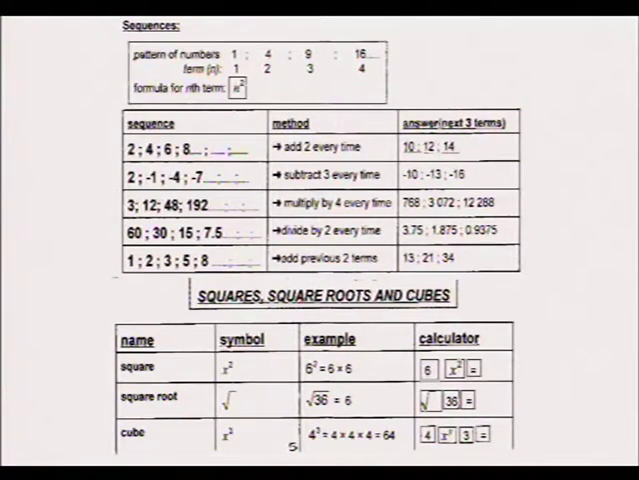Then we have the squares and the square roots and the cubes. Square is x squared. Square root, there you see the sign, the symbol. For example, the square root of 36 is 6. The cube, x to the power 3. For example, 4 to the power 3 is 4 times 4 times 4, which is 64. There you can see how we can use it on the calculator.